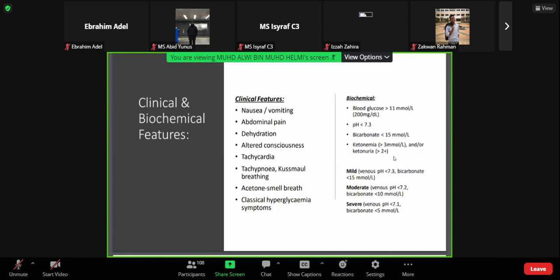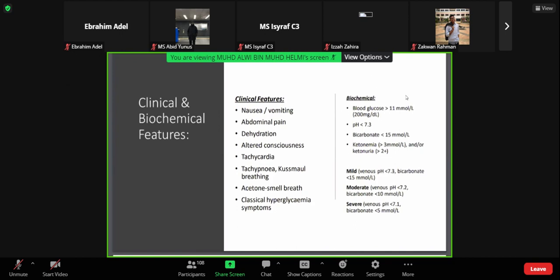Let's look at the clinical and biochemical features. So clinical features include nausea, vomiting, abdominal pain, dehydration. Abdominal pain, nausea, vomiting is usually because of shock. Okay, DKA can lead to shock. It's a hypovolemic shock because of hyperosmolality leading to hyperconcentration of blood. Okay, and then dehydration, altered consciousness, tachycardia, tachypnea caused by breathing due to acidosis, acetone smell on the breath, and also classical hyperglycemia symptoms such as polyuria, polydipsia, and so on.